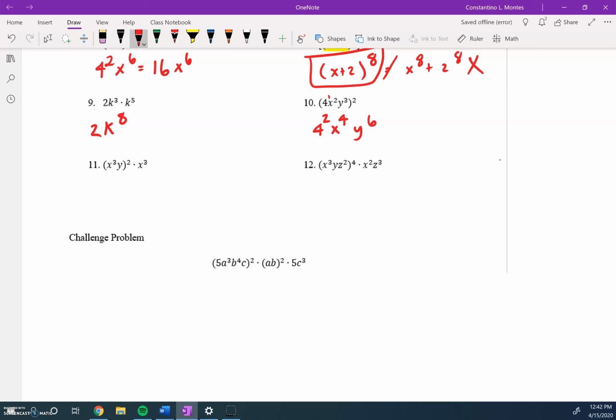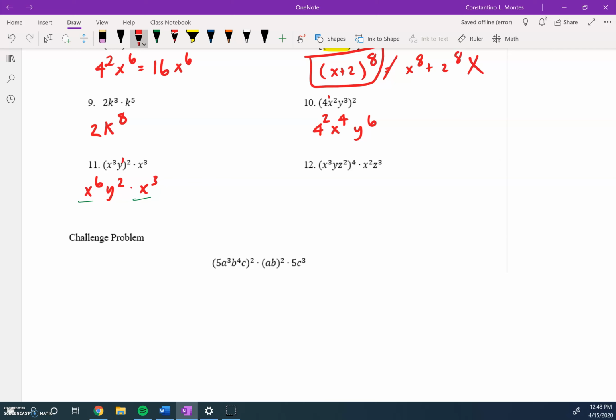I have the base x, the power is 3, the base y, and the power of that is 1. X to the power of 3 times 2, which is 6. Y to the power of 1 times 2, which is 2. And I still have times x to the third. So this one is actually a two-step expression as far as simplifying, because I have x to the 6th and x to the third.